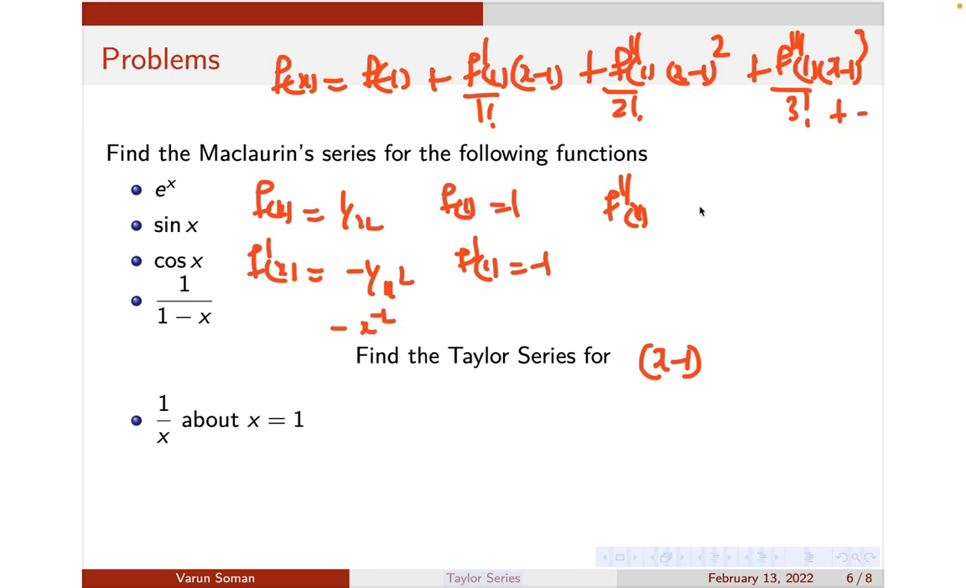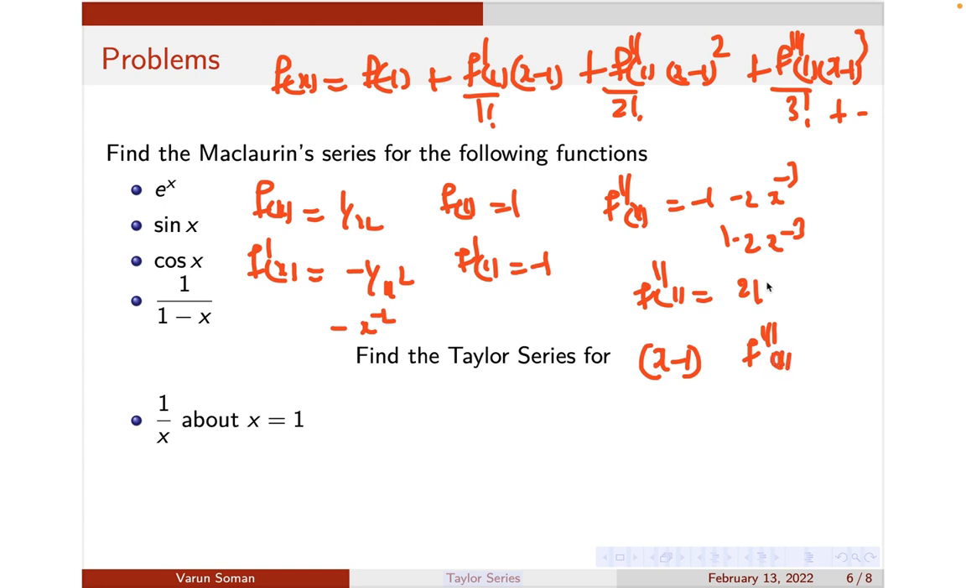So when you take the derivative, you will have minus 1 into minus 2 into x raised to minus 3. So it is actually 1 into 2 into x raised to minus 3. So f double dash of 1 will simply be 2 factorial. Again, f dash of 1 is minus 1, f double dash of 1 is 2 factorial. Can you guess what is f triple dash of x?